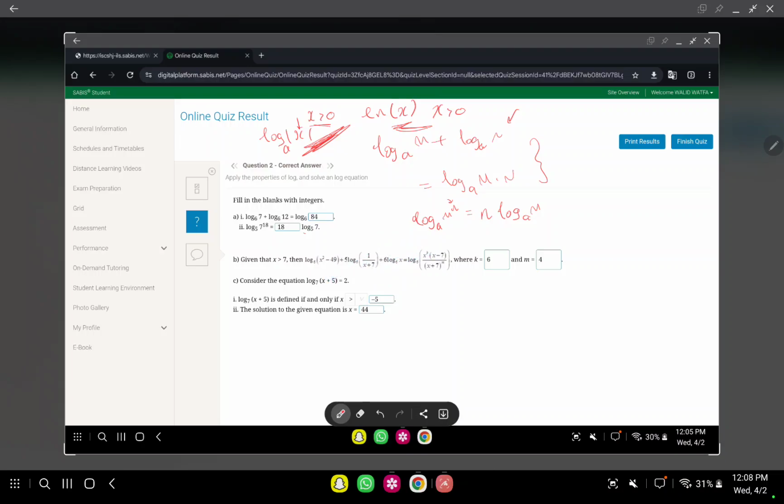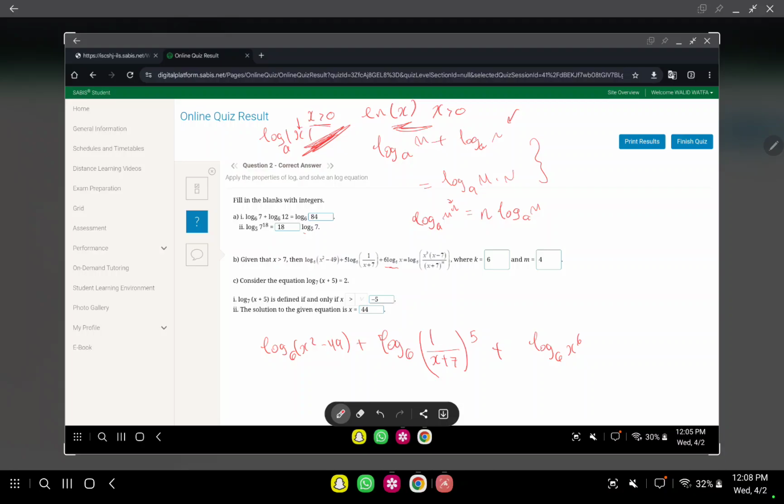Okay, let's do it. We're going to rewrite this as log base 6 of x squared minus 49, plus log base 6 of 1 over x plus 7, to the power of 5. Okay, I took the 5 back in. Remember, coefficients with logs, they're powers. Plus log base 6 of x to the power of 6. I took the coefficient in.